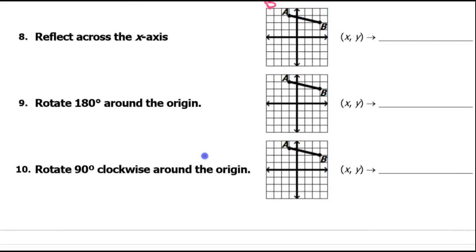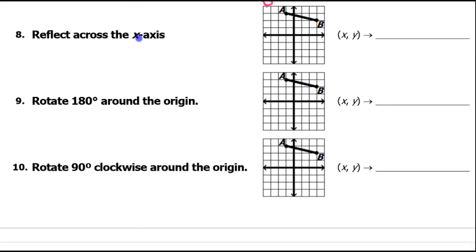All right, number 8, reflecting across the x-axis is probably easier to do visually. So A is 3 up, so I'm just going to go 3 down. And so that's A prime. B is 2 up, so I'm just going to go 2 down. All right, so this is A prime and B prime.